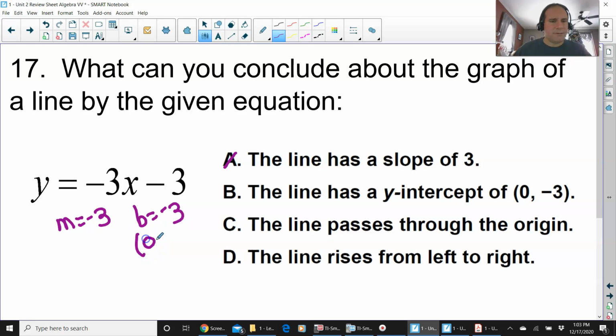So if you remember that every time, this is the y-intercept, this is the actual coordinate. So if you do sketch it and you say, all right, let's see, the y-intercept is -3, it'd be somewhere around here. That is (0, -3). That is your answer. The line passes through the origin. No, it doesn't. The y-intercept is -3, and it rises from left to right. That would have to be a positive slope. This is a negative slope, so that's out.